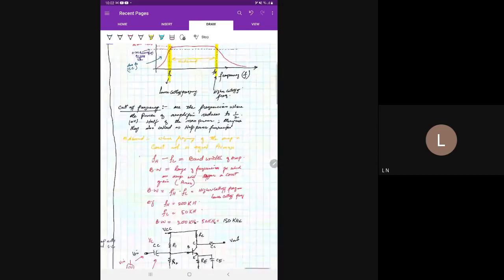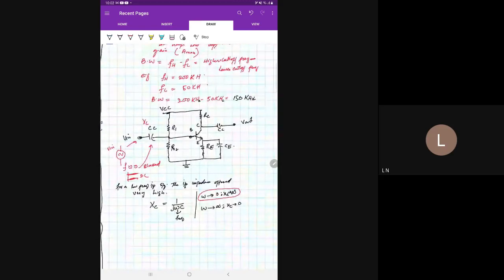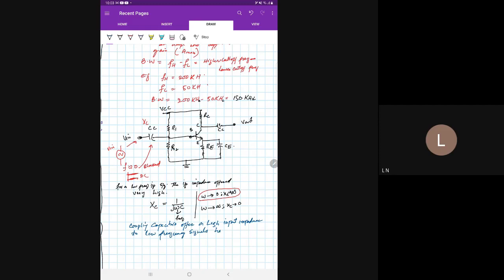Because coupling capacitors offer a high impedance to low frequency signals, hence a lower gain. Therefore, the gain also decreases.